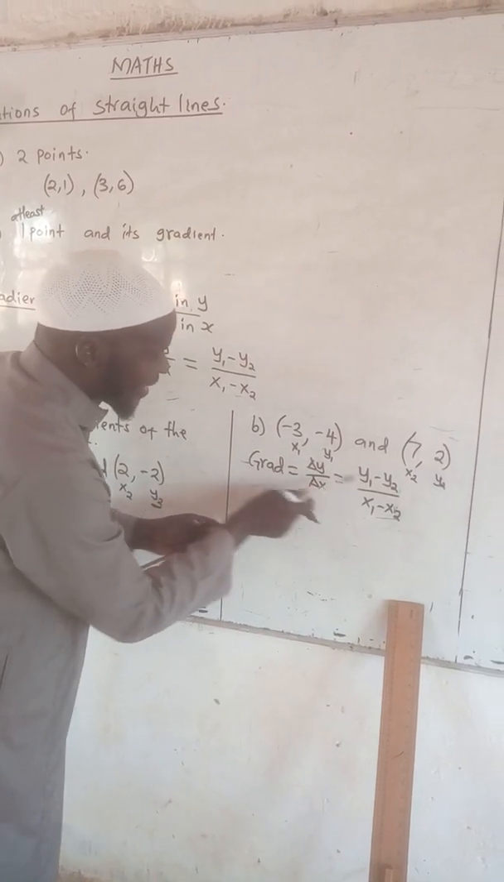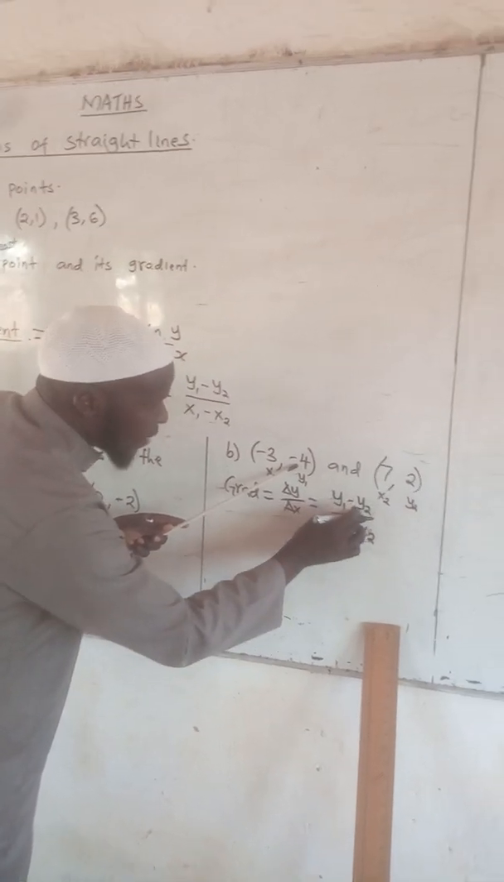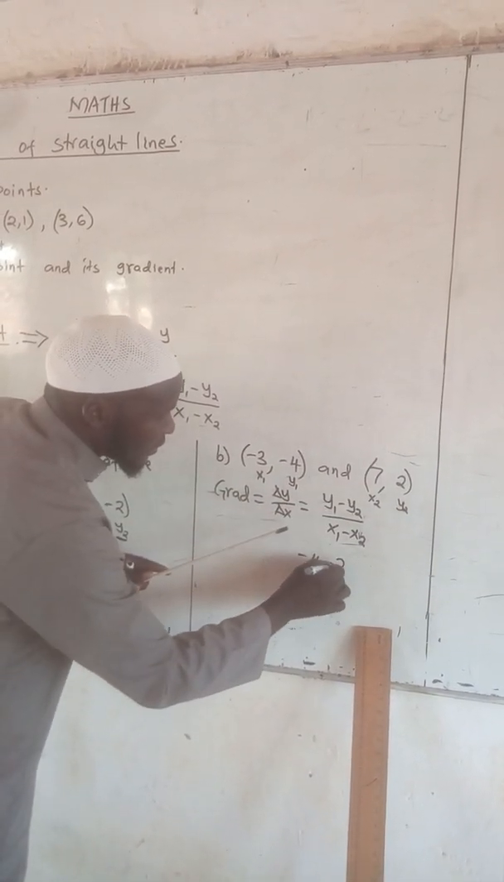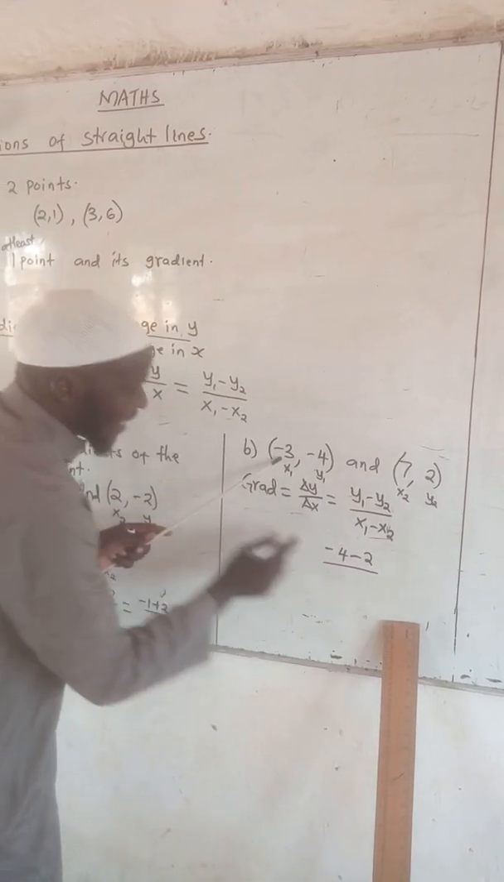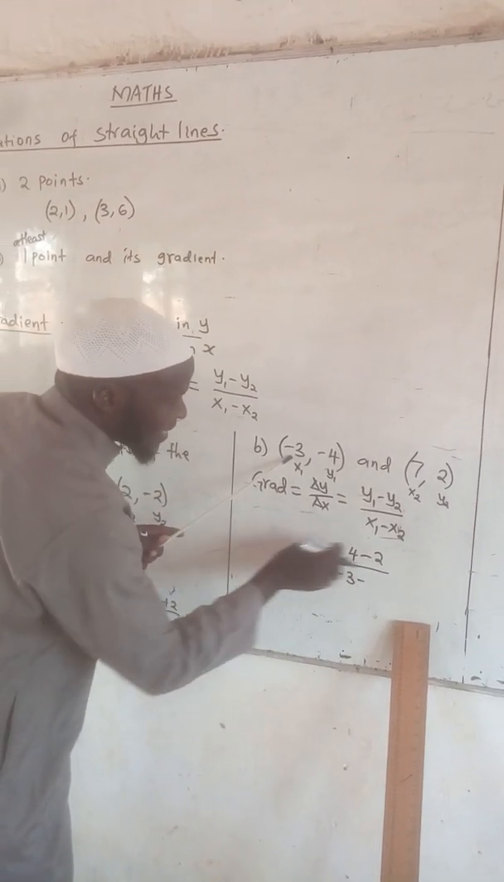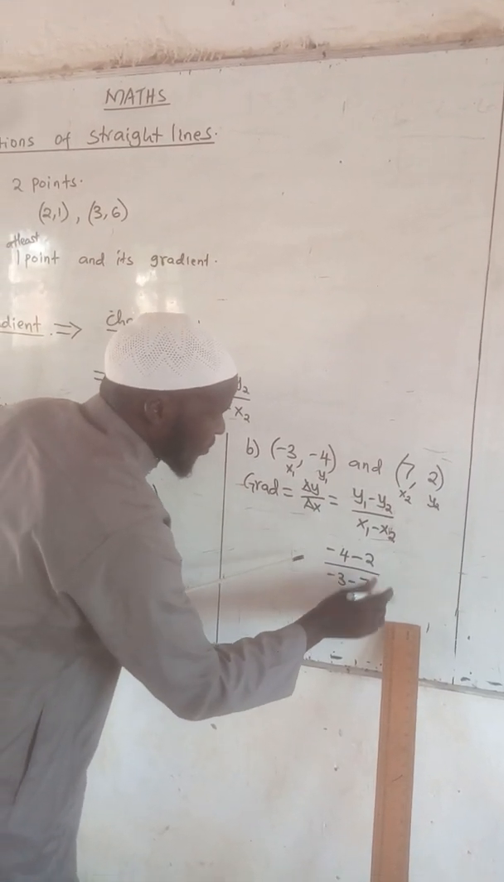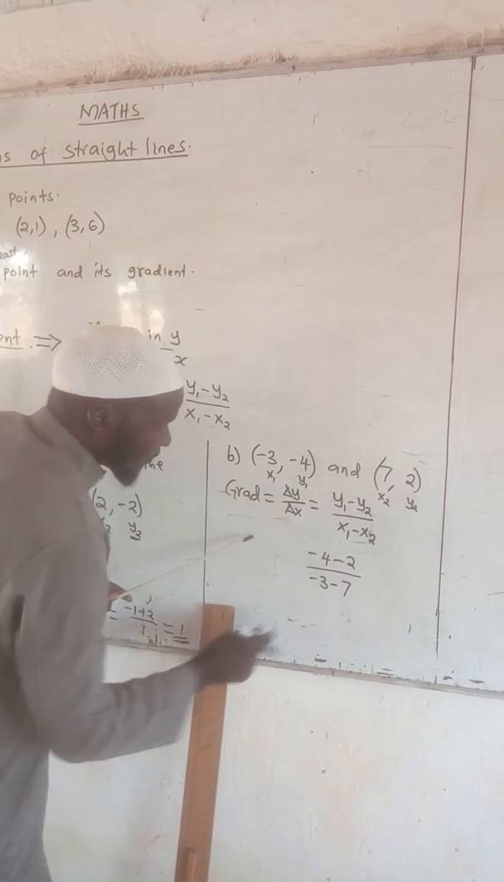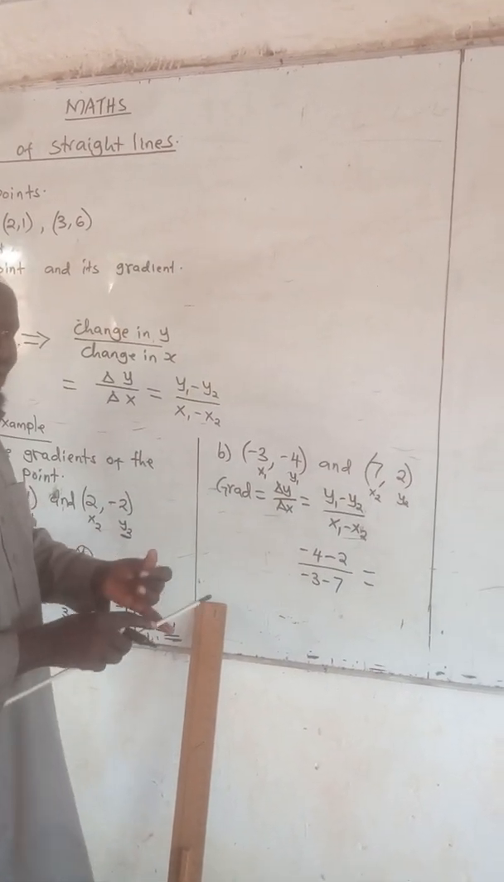So y1 is -4. -4 minus y2. y2 is 2. All over x1, x1 is -3 minus x2. x2 is 7. Now, what will be the answer? -4 minus 3.